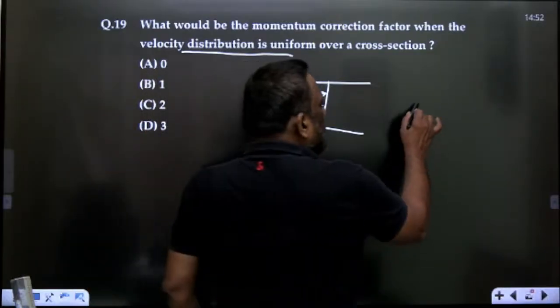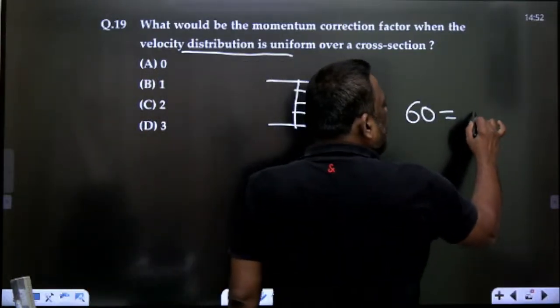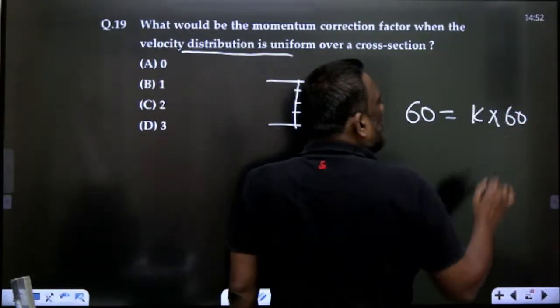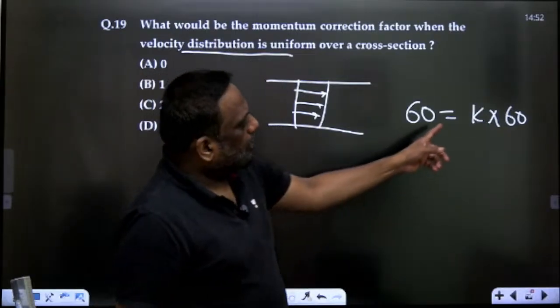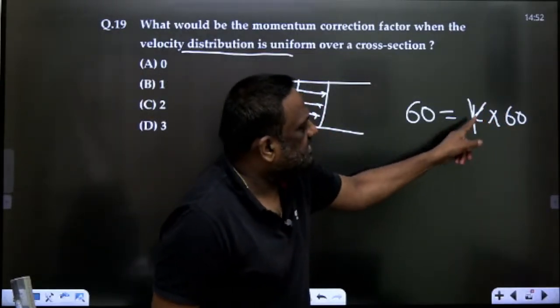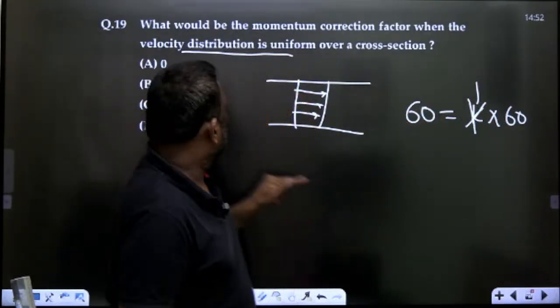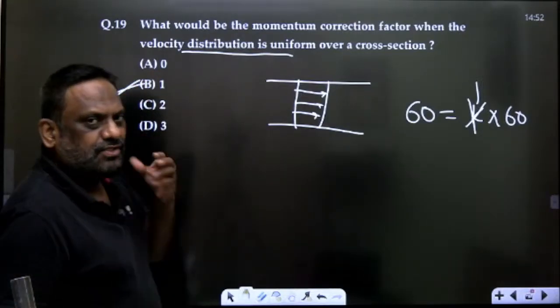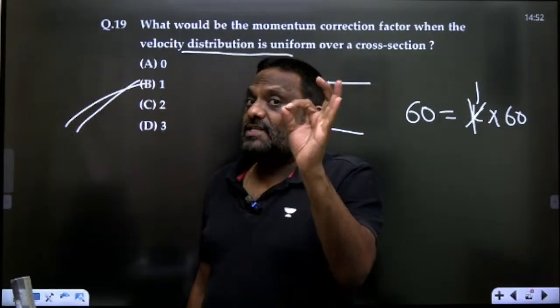You get 60 marks, so how can I write k into 60? Directly, you already got 60 marks. So what should this correction factor be? Actual and average are the same, so it is 1. Whenever the velocity distribution is uniform, no correction factor is required.